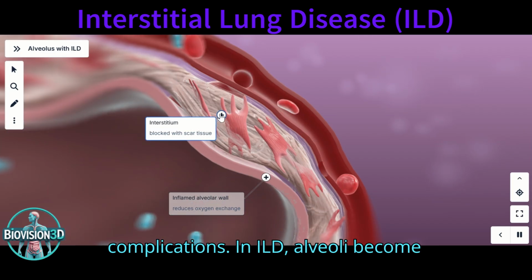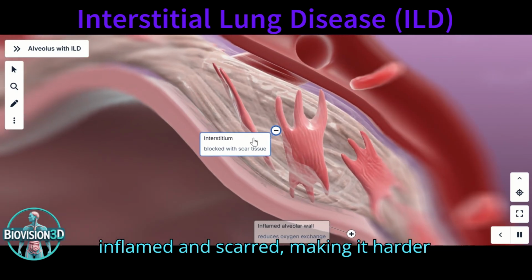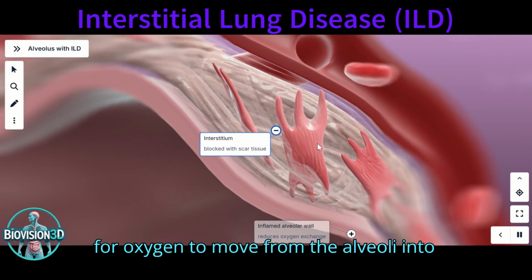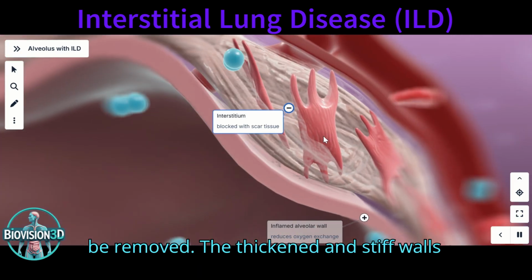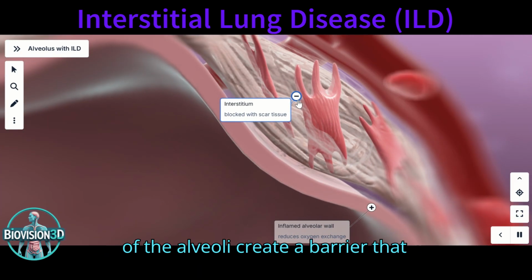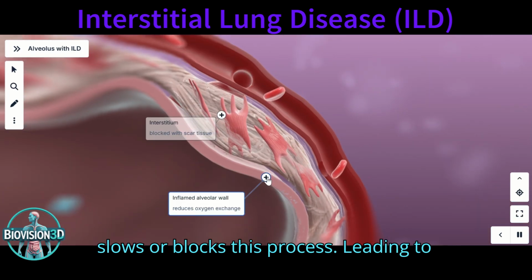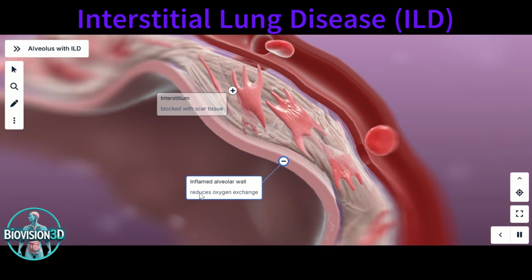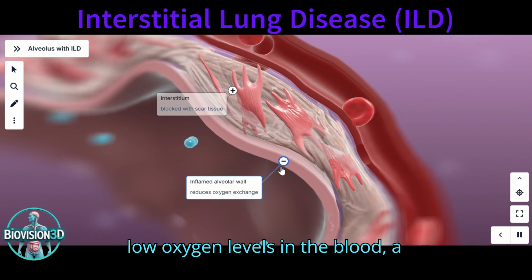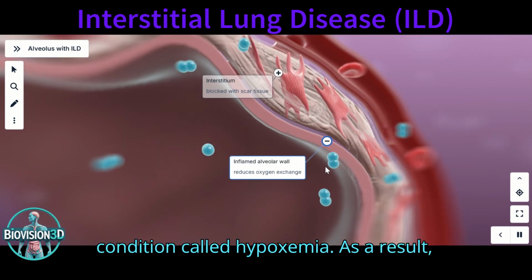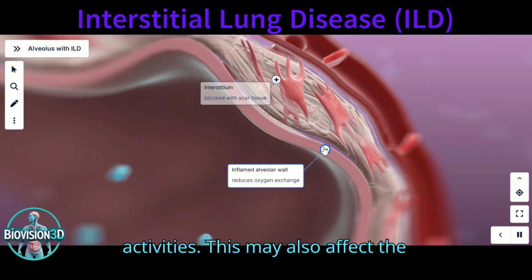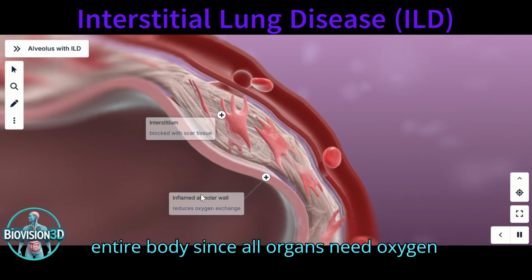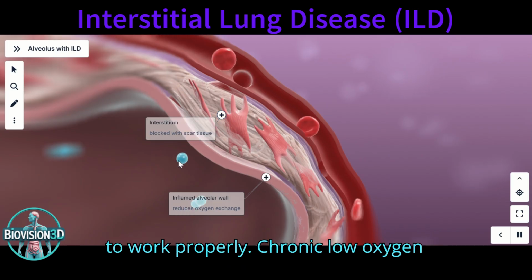In ILD, alveoli become inflamed and scarred, making it harder for oxygen to move from the alveoli into the bloodstream and for carbon dioxide to be removed. The thickened and stiff walls of the alveoli create a barrier that slows or blocks this process, leading to low oxygen levels in the blood, a condition called hypoxemia. As a result, patients often feel breathless, tired, and may struggle with everyday activities. This may also affect the entire body since all organs need oxygen to work properly.